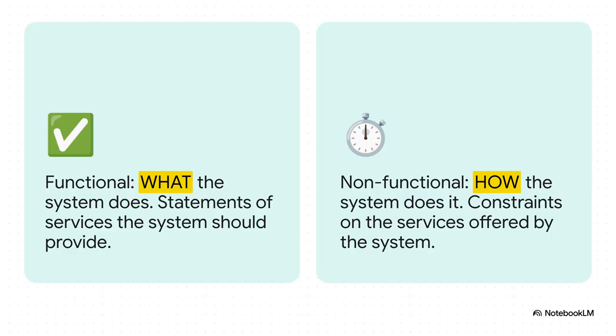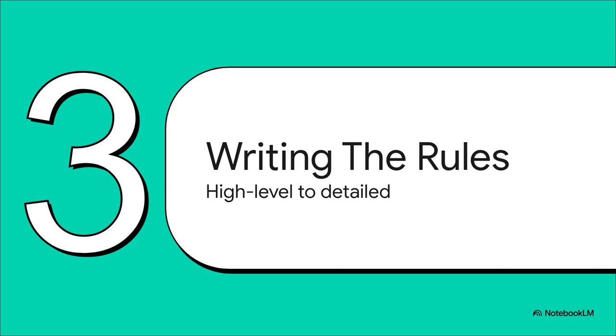And a great way to understand the what is to see it next to the how. For instance, a functional requirement is: a user can purchase a ticket. That's what it does. A non-functional requirement is about how well it does it, like the purchase has to be done in under 3 seconds. That's a performance quality. Both are super important, but they are two very different things. Got it. So we have these rules that spell out exactly what the software needs to do.